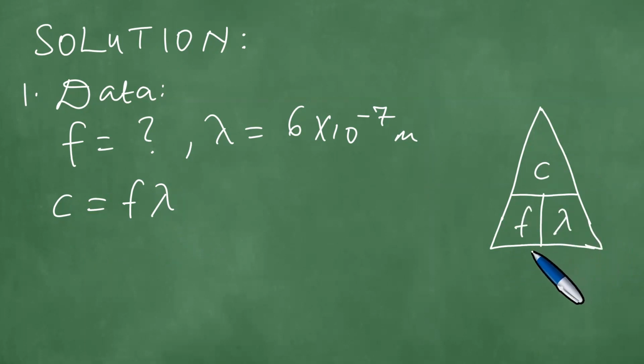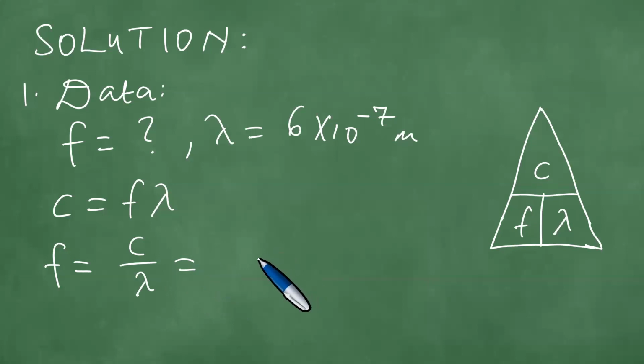Then we want to find the frequency. So what is the formula for the frequency? If you make the frequency the subject of this equation, what do we get, Luyanda? Frequency equals C over lambda. Yes, so the frequency is C over lambda. What is lambda here? 6 times 10 to the power of minus 7. Yes, that is the wavelength.